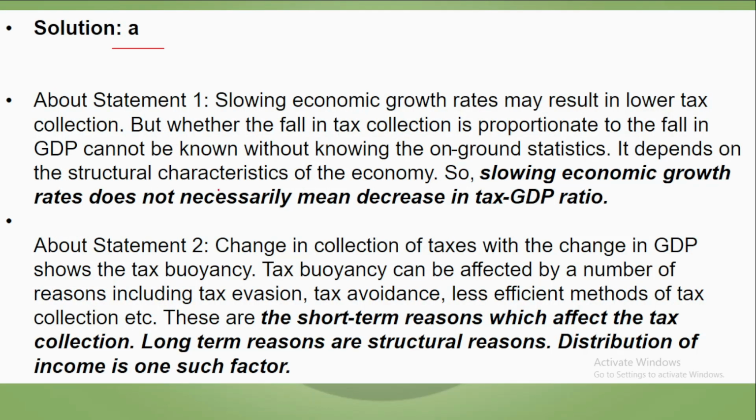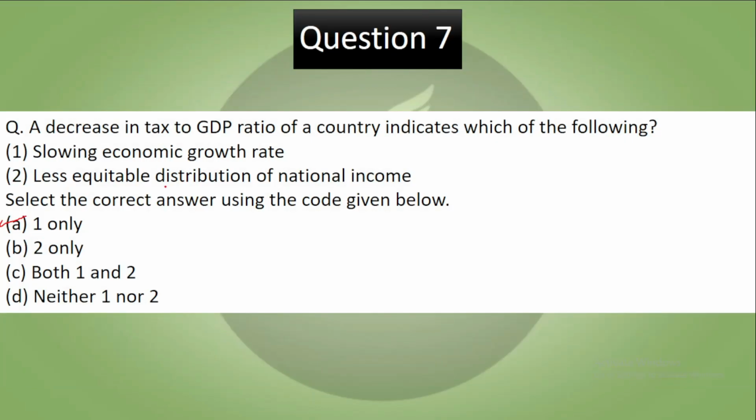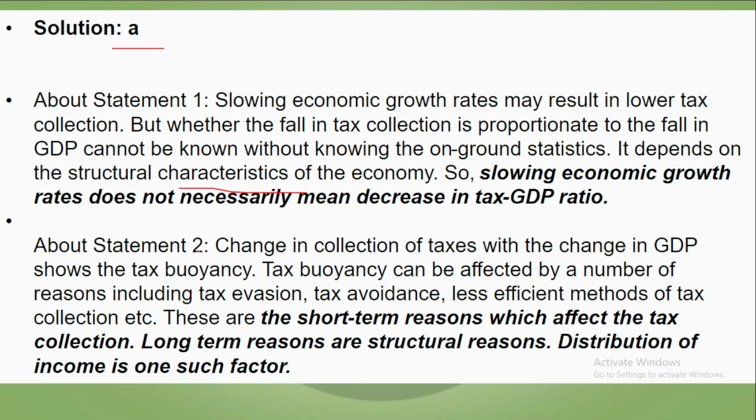A slowing economic growth rate does not necessarily mean a decrease in the tax-GDP ratio. Why is that so? Because slowing economic growth may result in lower tax collection by the government, but whether the fall in tax collection is proportionate to the fall in the GDP cannot be known without on-the-ground statistics. And it depends on the structural characteristics of the economy, not directly on the GDP. So, the first statement is correct.